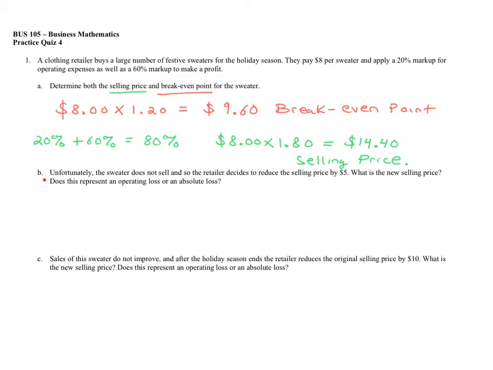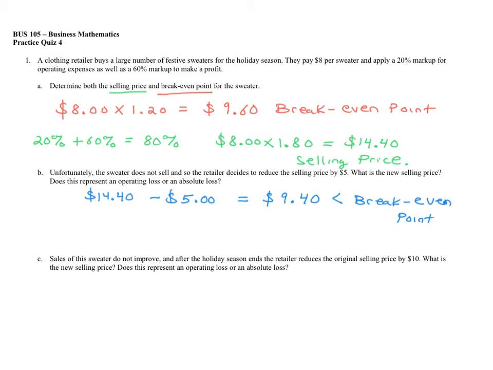All right, for part B, unfortunately, this sweater does not sell very well. Maybe it's just a little bit too festive for the holidays. And so they decide, okay, I think if we reduce this selling price by $5, maybe then we'll actually be able to sell some of these things. So what we're going to do is take that selling price of $14.40, and subtract off $5. Okay, and this takes us to a brand new selling price of $9.40. And the thing to point out is that this is less than the break-even point.